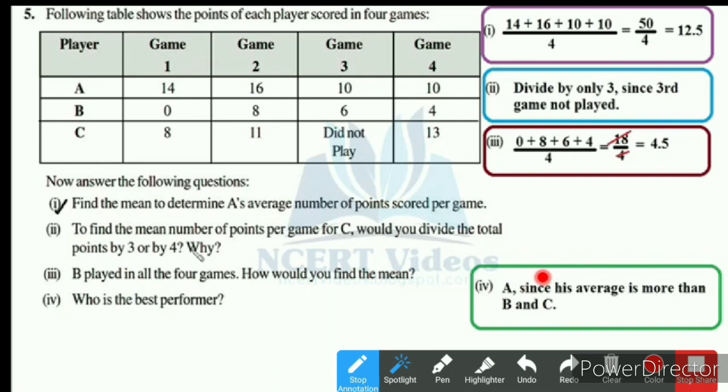Who is the best performer? A, since his average is more than B and C. Therefore, A is the best performer. Understand? Yes. Copy down.